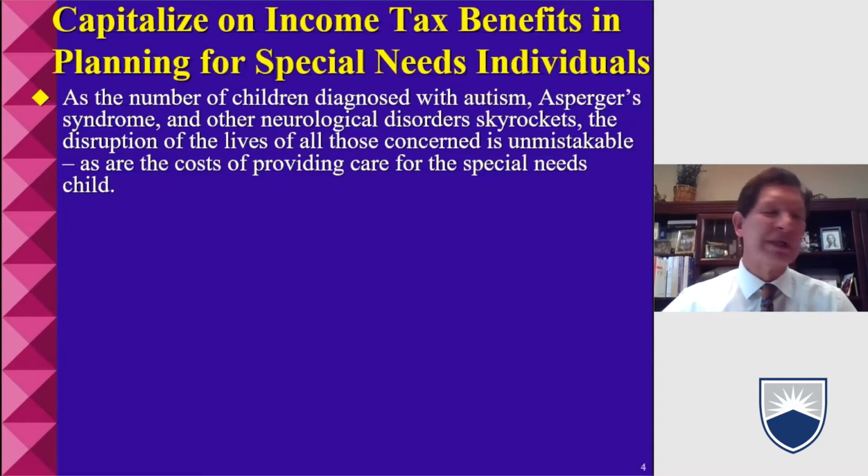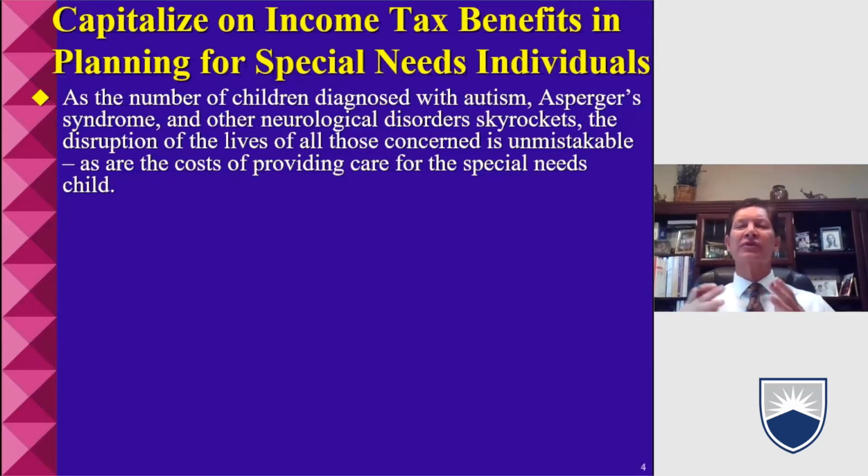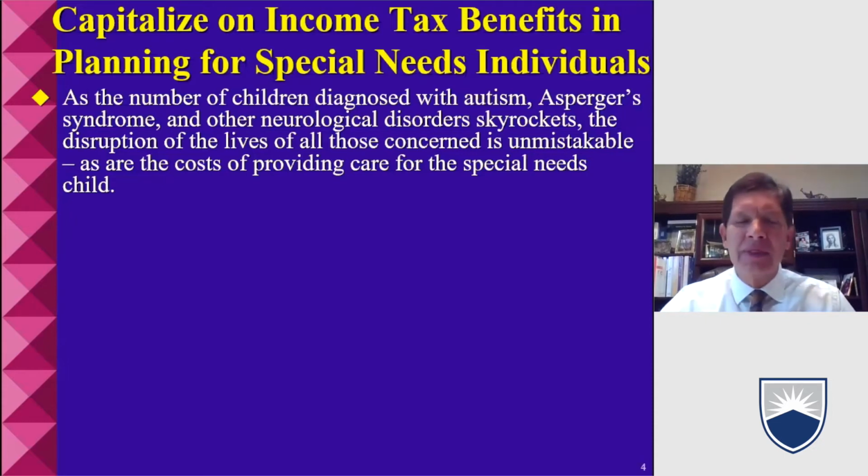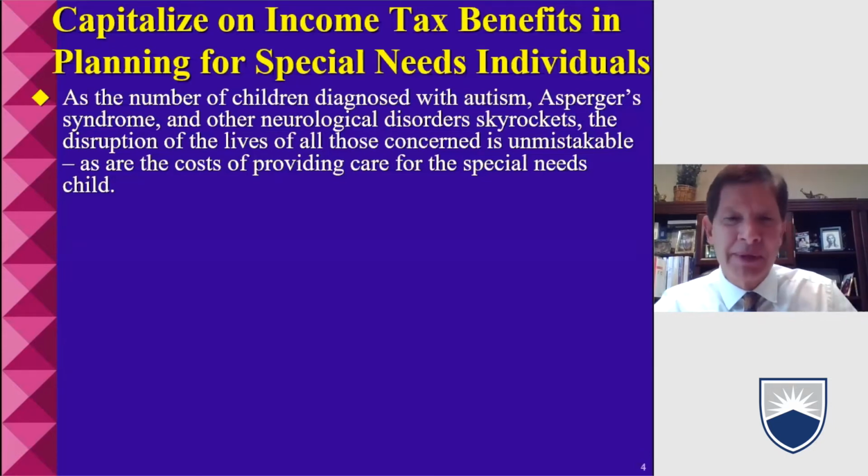As the number of children diagnosed with autism, Asperger's syndrome, and other neurological disorders continues to skyrocket, the disruption of the lives of all those concerned is unmistakable, as are the cost of providing care for this special needs child. I'll throw out a hypothetical. A good friend of mine is raising 2 boys, both having an autism spectrum disorder. Their special school is currently closed due to the pandemic. They are out of pocket an astronomical amount of money for caregiver services right now, so mom and dad can both work.